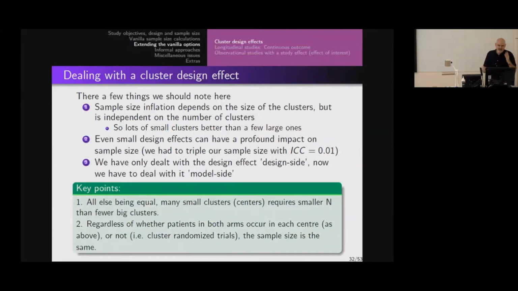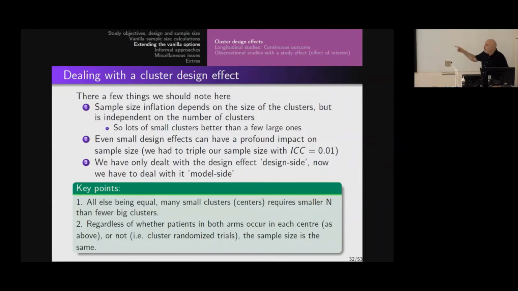It's not practical. Okay. The other thing to note is that even a small design effect, 0.01, can have a profound impact on the sample size. We tripled our sample size even with a very weak clustering effect. The third thing is we've actually only dealt with this on the design side. You also have to model the data in a particular way when you have these sorts of design effects, okay? So in other words, your statistical analysis section will have to have special models for this. Mixed models or generalized estimating equations are the way we tend to do this.